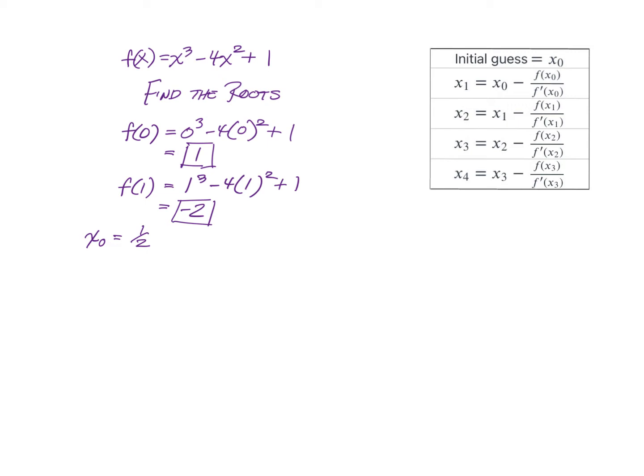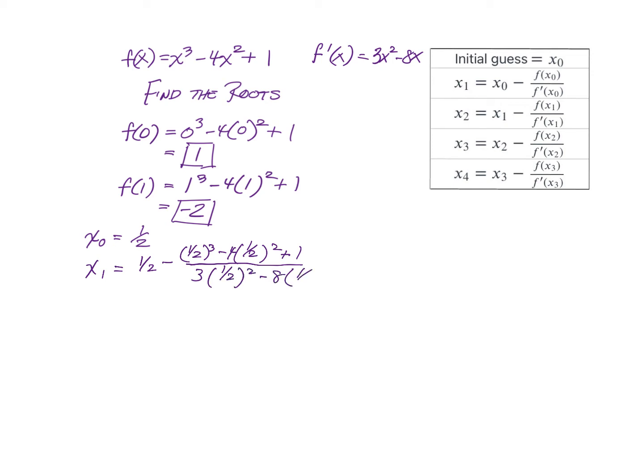So I'm going to move up here and take the derivative of this. We have it handy, and that is 3x squared minus 8x, right? And so x sub 1 would equal 1/2 minus f of 1/2, and that would be 1/2 cubed minus 4 times 1/2 squared plus 1, all over f prime of 1/2. And so that would be 3 times 1/2 squared minus 8 times 1/2.